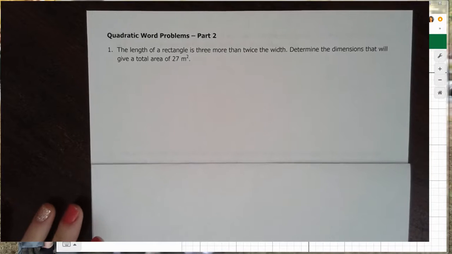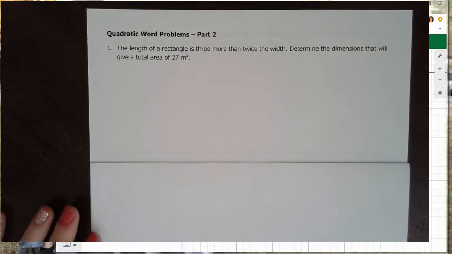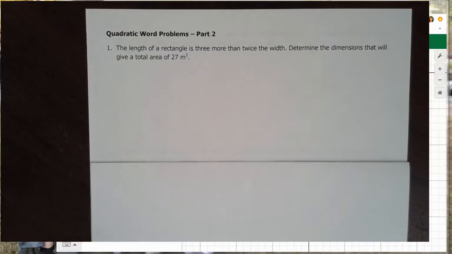So I have 6 different word problems I'm going to go through with you in this video. The difference between these and the other questions is I'm not dealing with gravity or with profit. Now I'm dealing with other places that we might see a quadratic equation show up. So the first one we're going to look at is dealing with a rectangle.